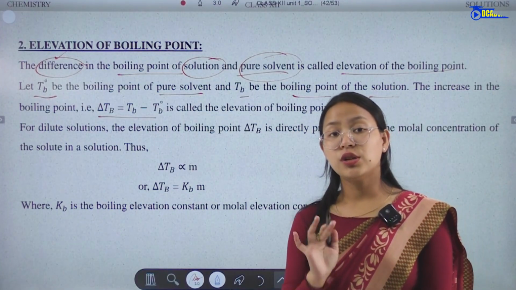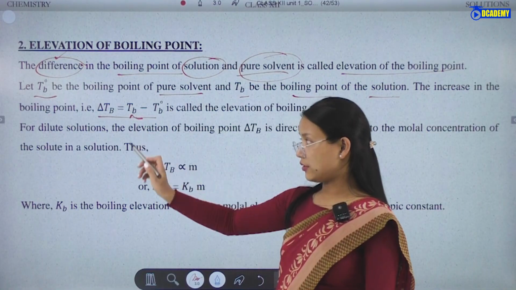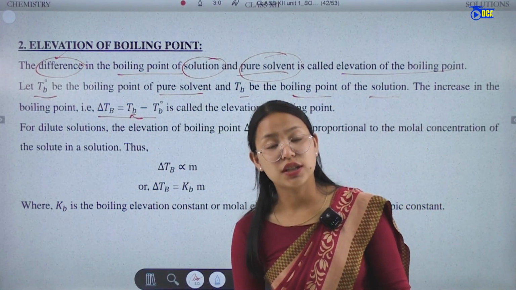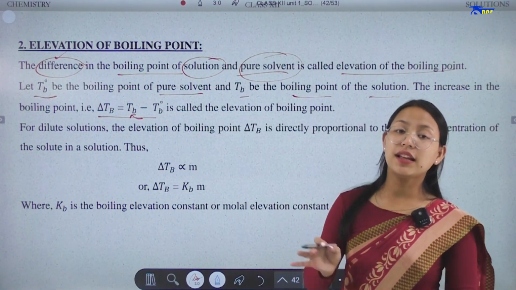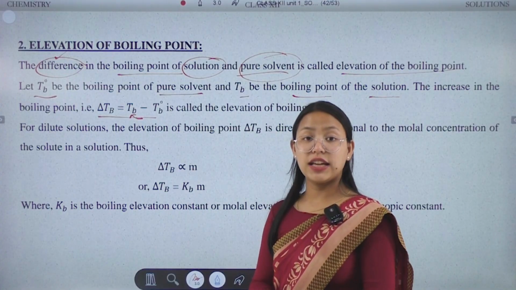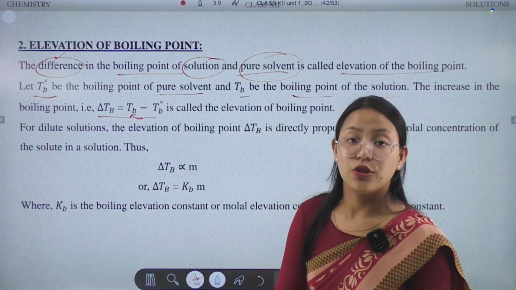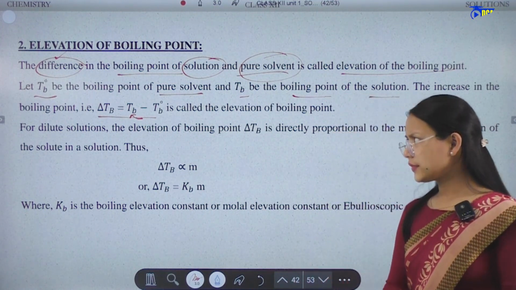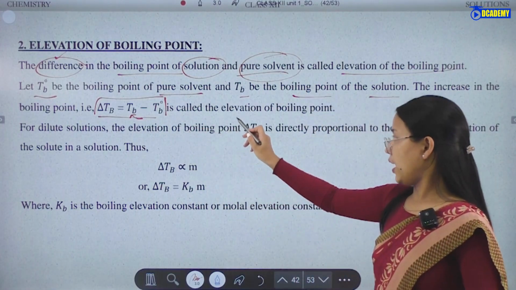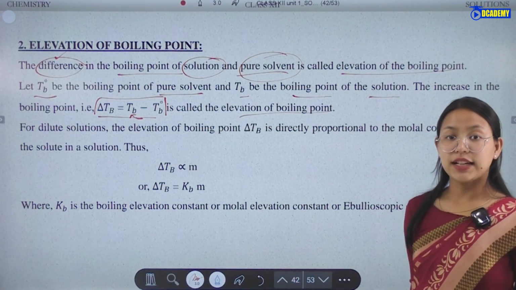Delta TB equals TB minus TB naught, because the boiling point of the solution is much more than the boiling point of the pure solvent. So TB minus TB naught is the elevation. After this, we will see the expression for elevation of boiling point.